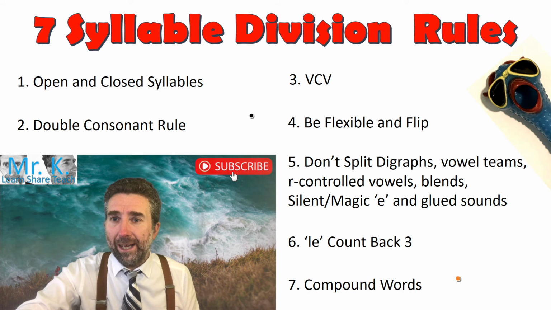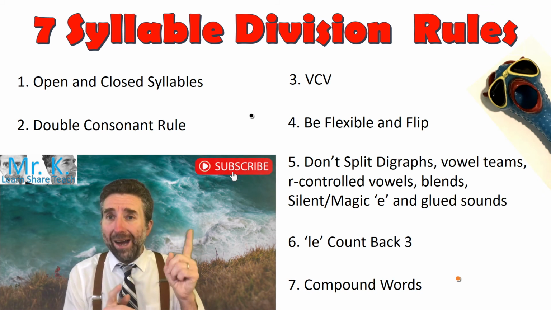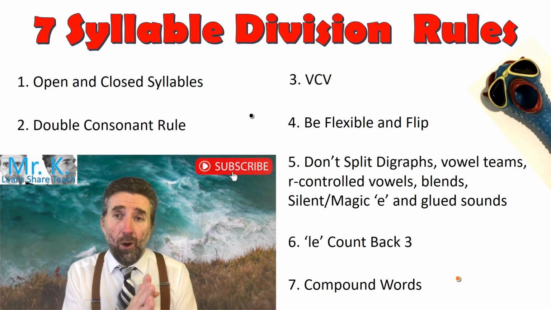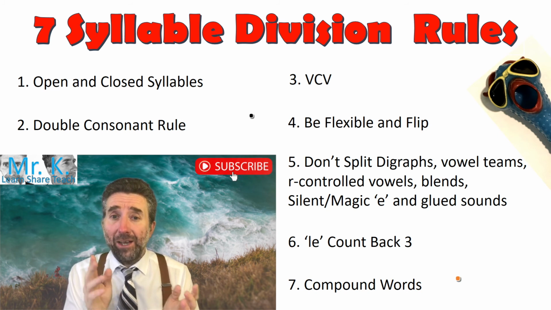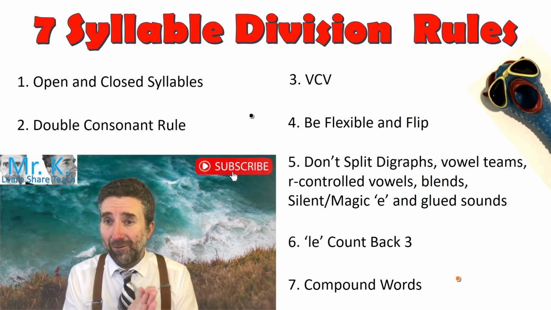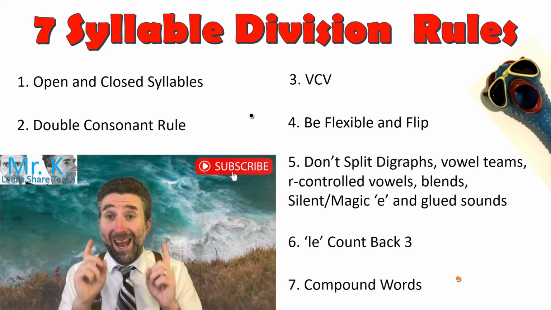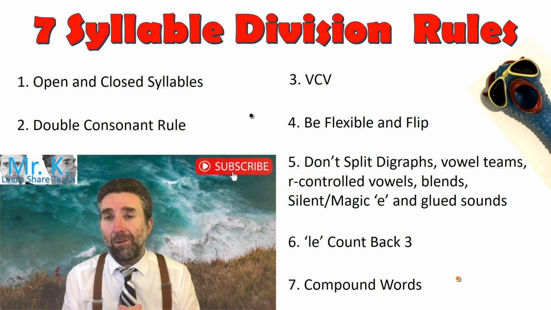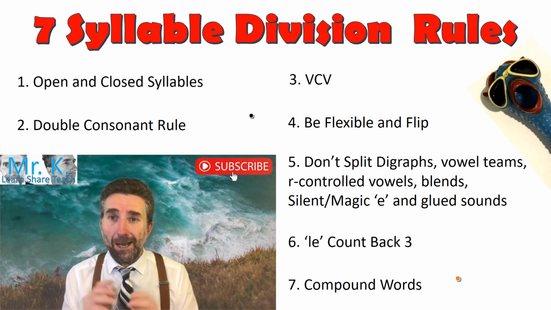Just to recap, there are 7 rules of syllable division. Number 1, you have to know what an open and closed syllable is, because this will help you know what sound the vowel makes in a syllable. Then you need to know the double consonant rule, which is really our first syllable division rule. Then you've got the VCV rule. You've also got the rule that you have to be flexible and flip, because not always do words follow the rules that we've discussed today. So you do have those exceptions.